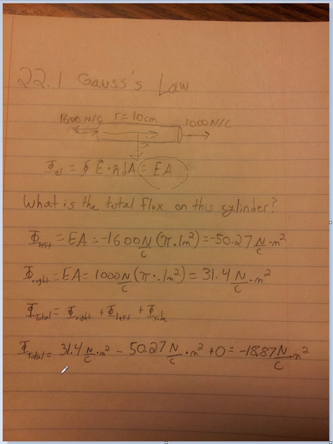So the total electric flux is equal to 31.4 Newton per Coulomb meter squared minus 50.27 Newton per Coulomb meter squared plus 0 equals negative 18.87 Newton per Coulomb meter squared. This means that there's a total of 18.87 Newton Coulomb meter squared hitting the cylinder over an entire area, and it's negative because it's going into the surface and not out of the surface. And there is Gauss's law and electric flux.